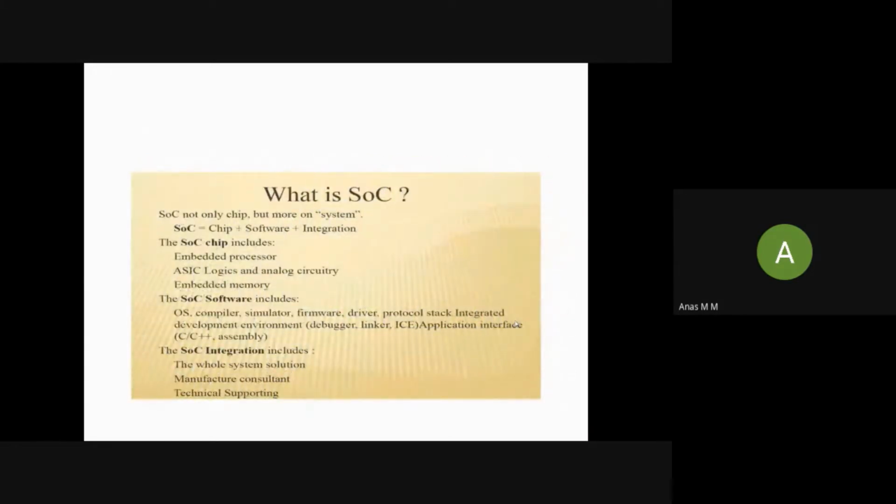SoC is not only a chip but more a system. SoC is equal to chip plus software plus integration. So SoC is a combination of chip, software and integration. SoC chips include processor, ASIC logic, analog circuits, embedded memory, OS, compiler, simulator, firmware, driver, protocol, various development environments, etc. SoC integration includes the whole system solution, manufacturer consultant, and technical support.